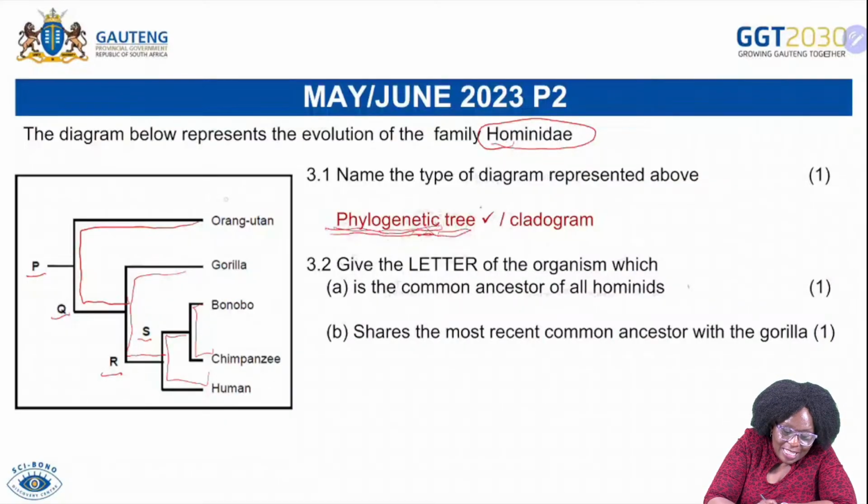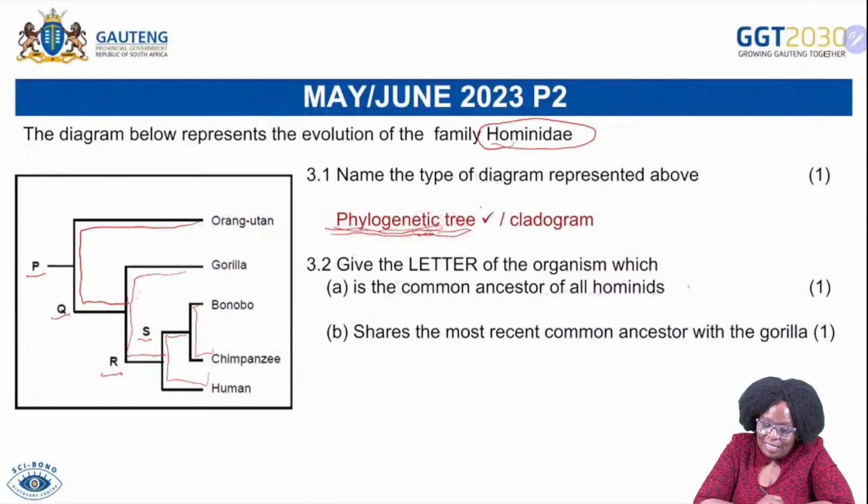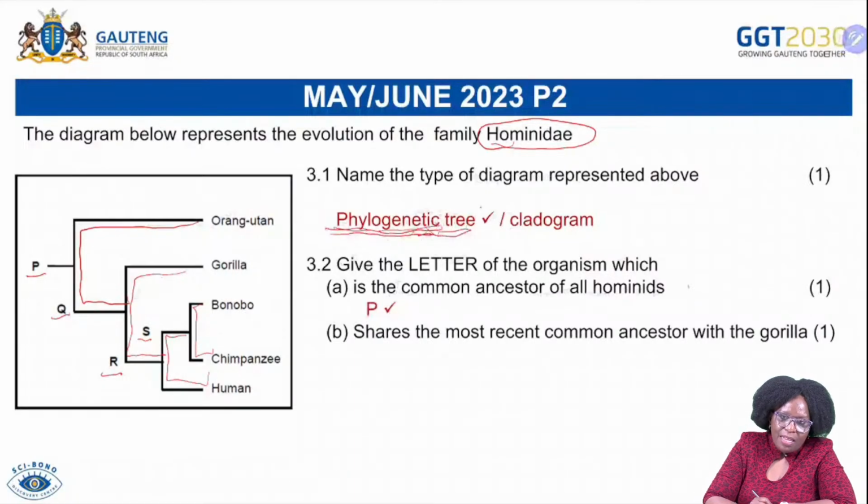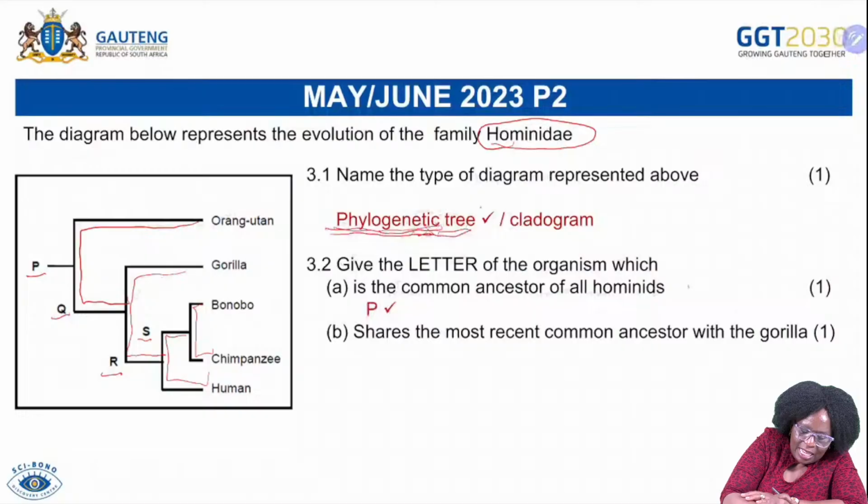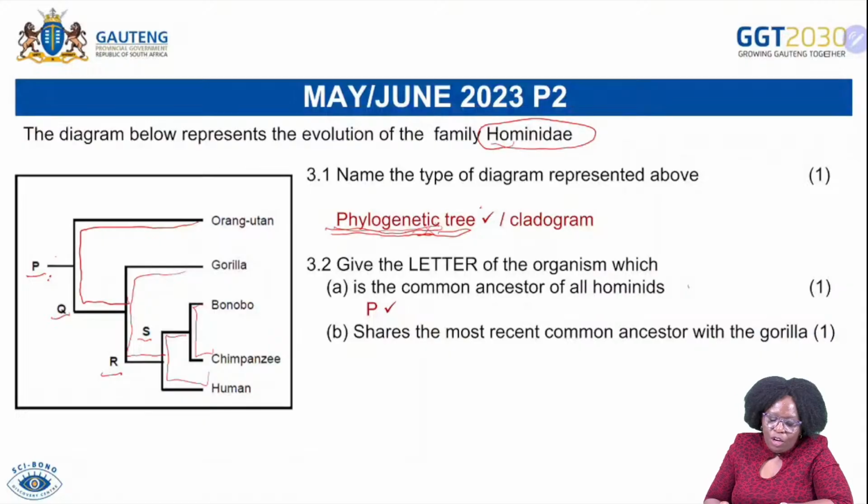So the common ancestor of all hominids that are mentioned here, which letter shows us the common ancestor? P. How do we see? You can see that according to the phylogenetic tree, P is the most primitive, and all the other branches emanated from P. So our common ancestor is P.